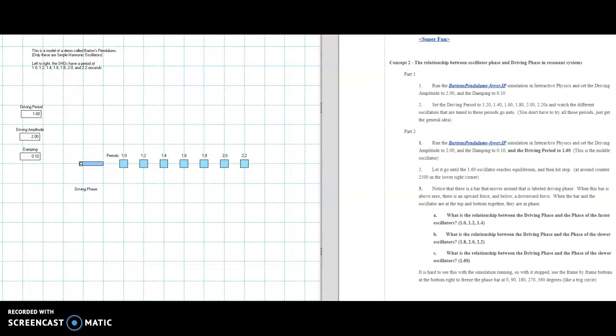Let's do this first part here. So the relationship between the oscillator phase and the driving phase. Okay, so the first part is we're just going to play with this thing, right? So we're going to try these different periods. Notice that this is our driving. This is the little thing that's driving it.